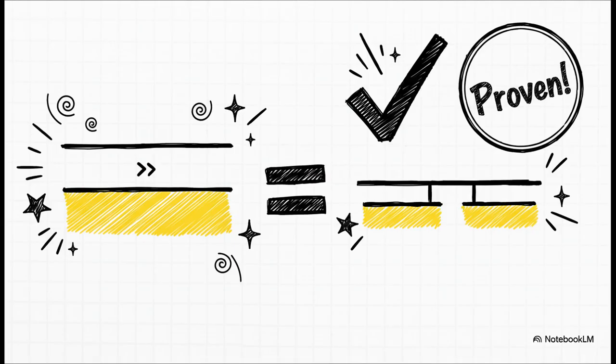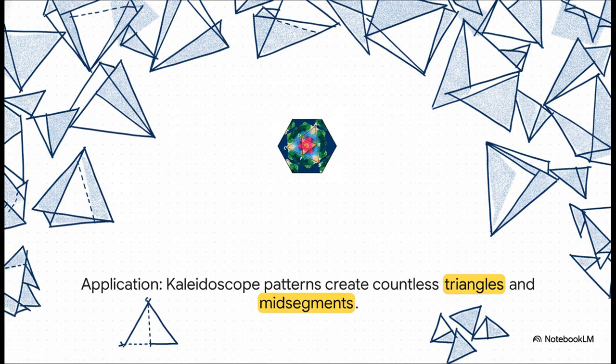The slope for MN is -1/4. The slope for JL, also -1/4. So boom, they're parallel. And what about the lengths? Well, the length of MN is the square root of 17, and the length of JL is 2 times the square root of 17. So it is exactly half. The theorem holds up.